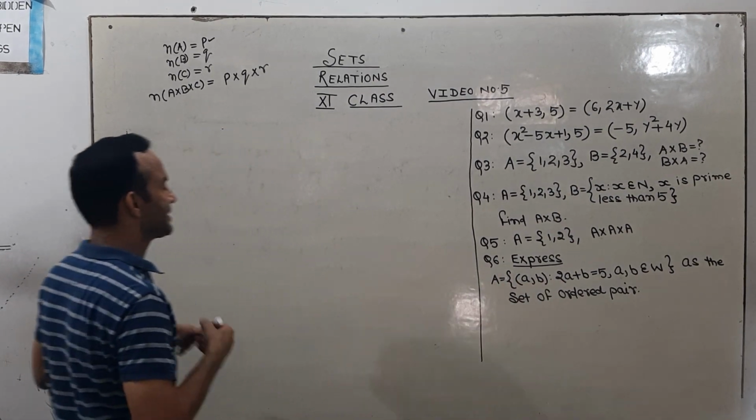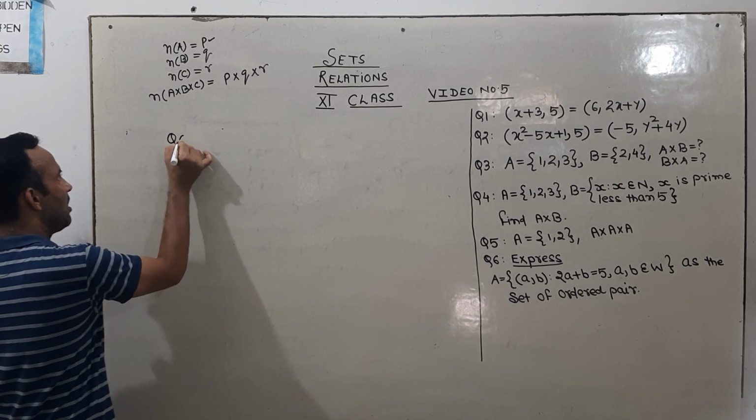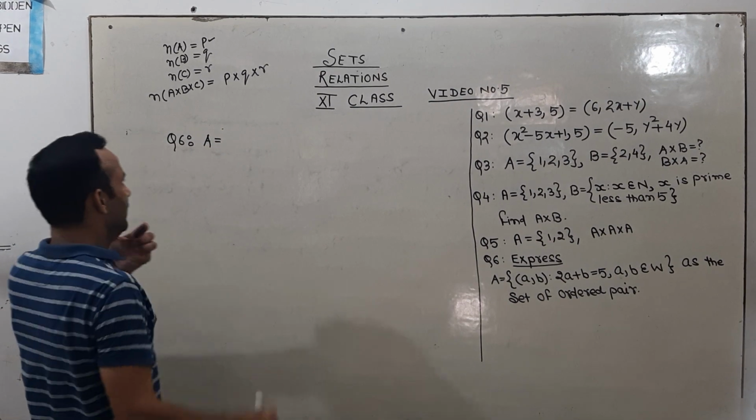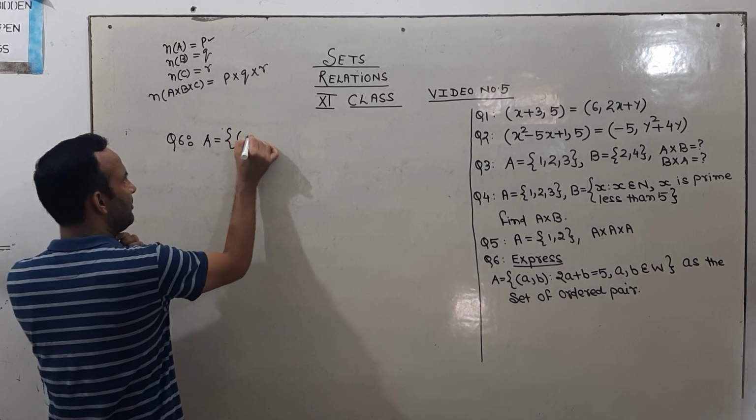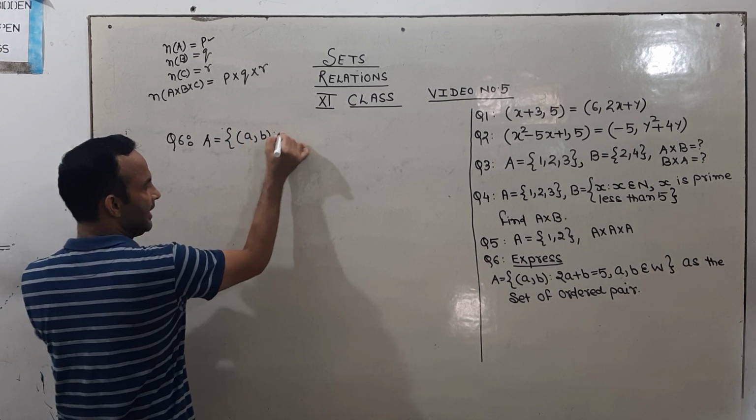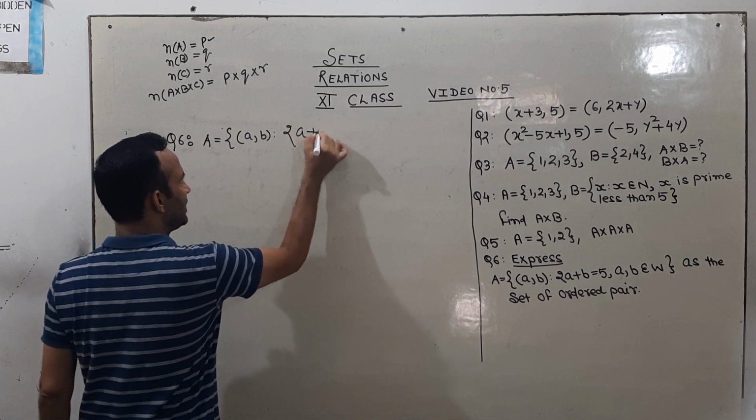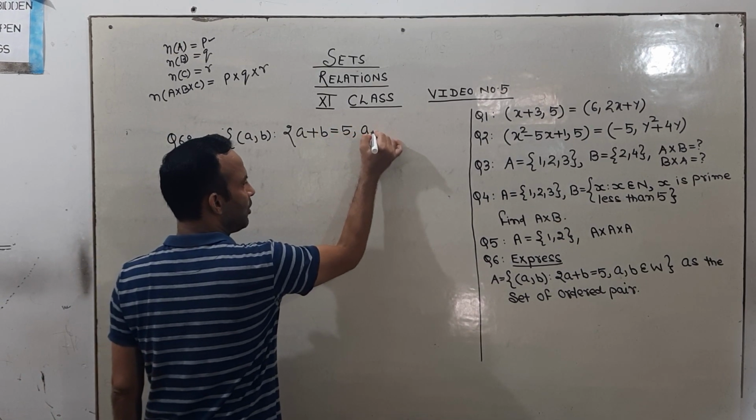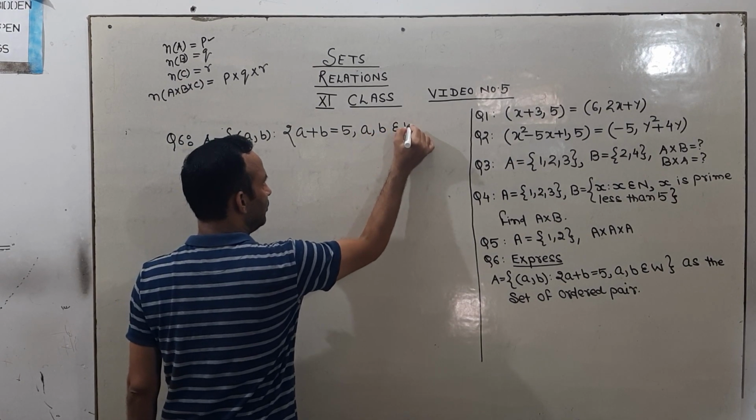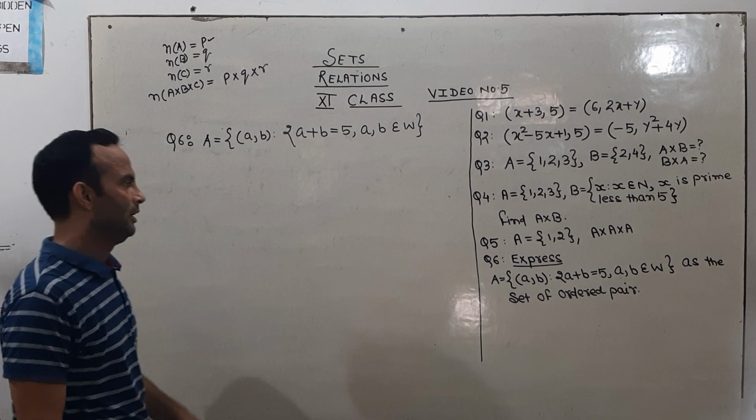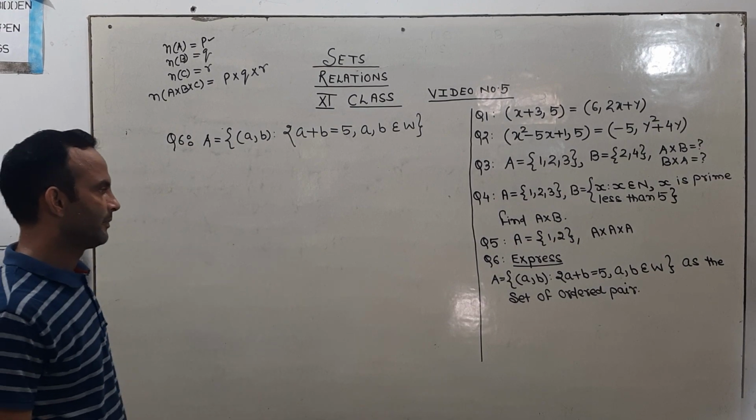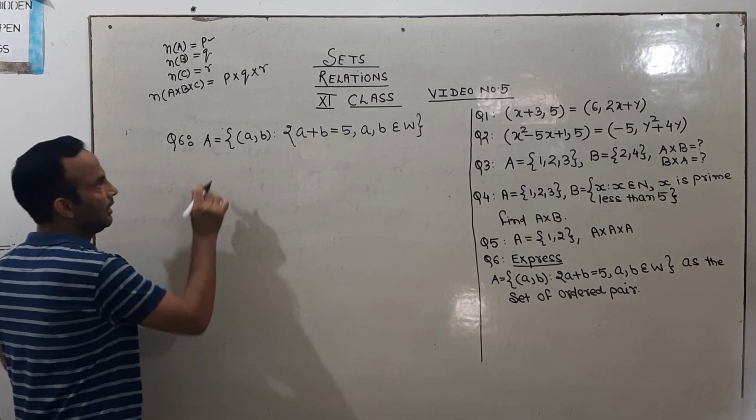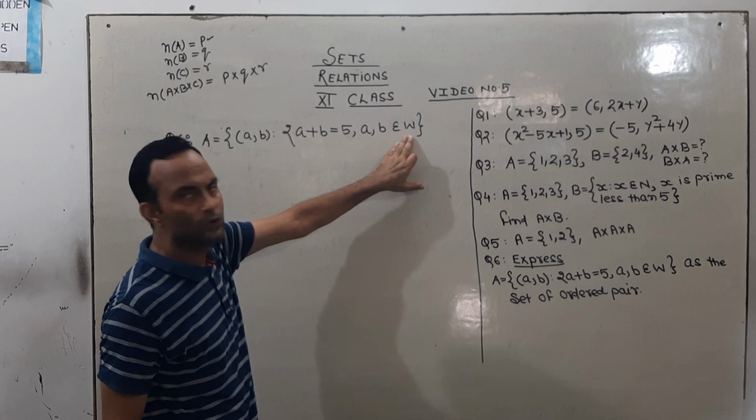Question number 6. The set of (a, b) such that 2a plus b is equal to 5, where a, b belong to W. We have to write this set as a set of ordered pairs. See, a and b must belong to W, means the whole numbers.